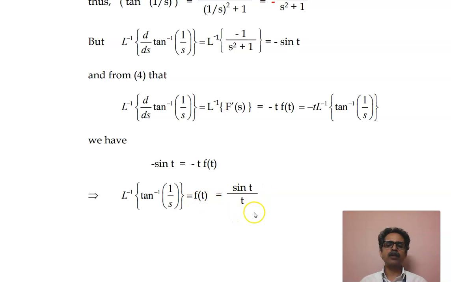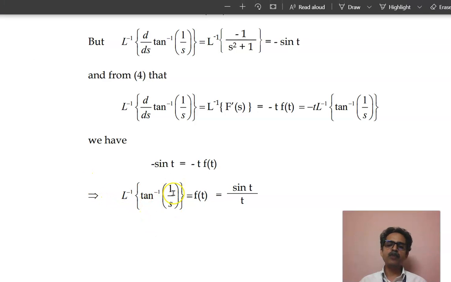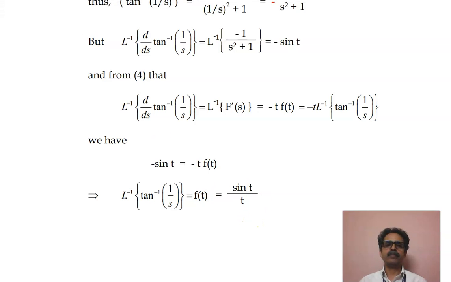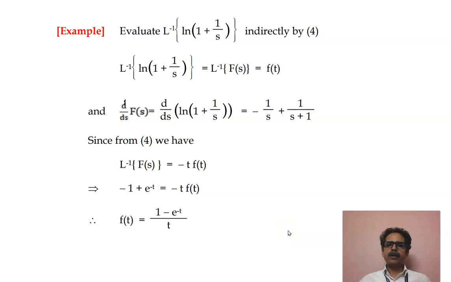F of t is sin t upon t, which stands for the L inverse of tan inverse of 1 upon s. So in this way we obtain L inverse of tan inverse of 1 upon s as f of t, that is sin t upon t. Fine. To understand the inverse Laplace transform of derivative property, or one can say the Laplace transform of multiplication by t property, we can take one more example.